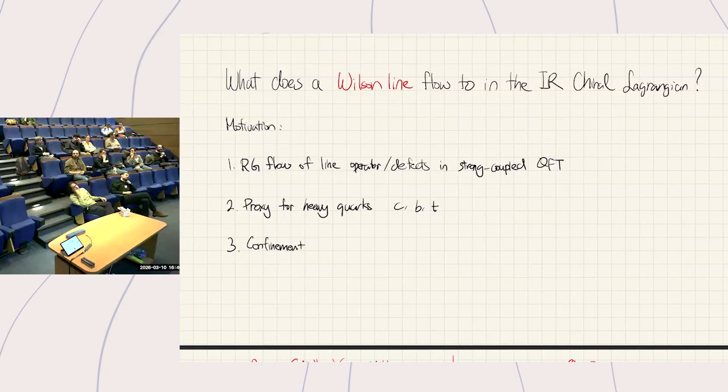I'm sorry, can I ask a question? Why are you describing heavy quarks with Wilson lines? Usually, heavy quarks are described in some sort of non-relativistic way. Heavy quark is not a gauge field. Wilson line is an integral of a gauge field. Maybe I don't understand what you call a Wilson line.